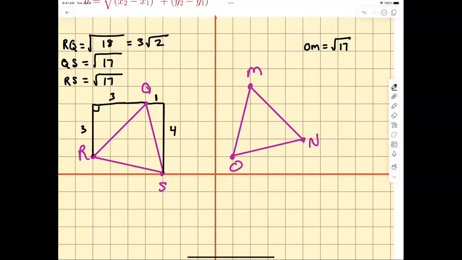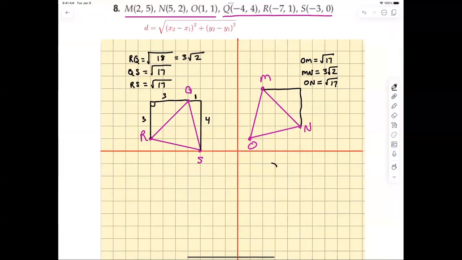Yes. All right. What about MN? Somebody said 3 radical 2. Don't take their word for it. All right. Do I need to draw it this way for those of you guys who need to draw? And then the other one I'm missing now is what? ON, right? And that is what? Radical 17. So are the triangles congruent? By what? Side, side, side. That's how simple.